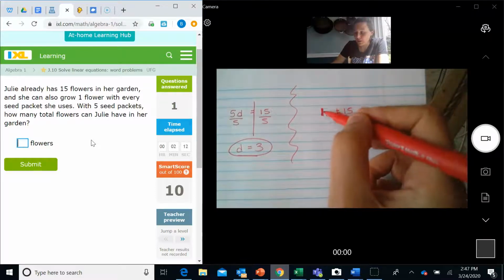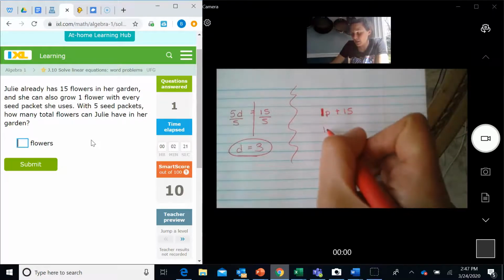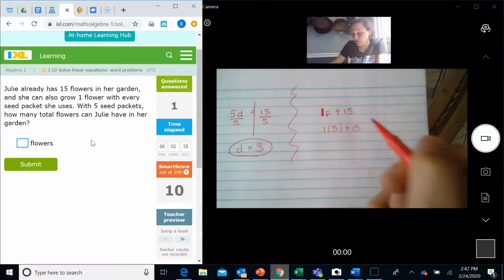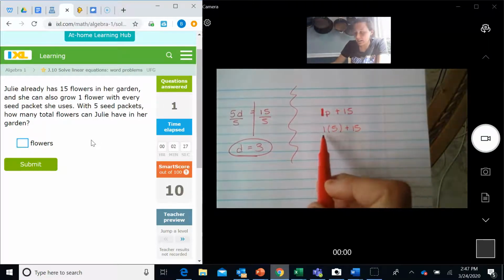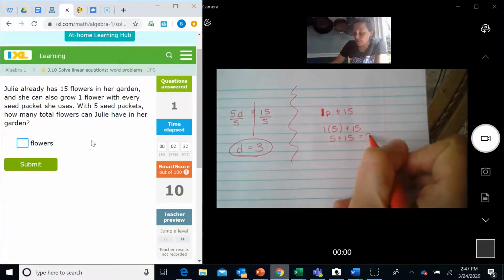So we're going to have 1 per packet. It says with 5 seed packets, how many can she grow? Well, they told me how many packets I have, so I just need to do 1 times 5, because that was how many packets I have. So we're just going to multiply that. 5 plus 15 is 20.